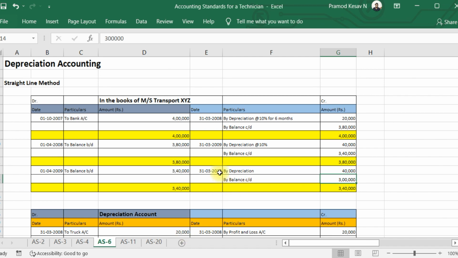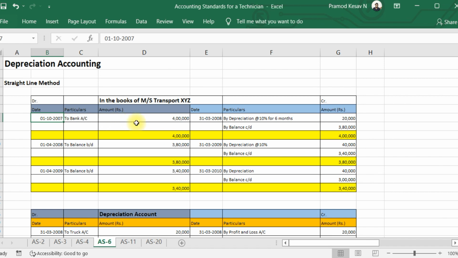The truck is acquired by company XYZ at rupees 4 lakh, or 400,000. So the first entry in the books of company XYZ is that there is a truck which is acquired at 400,000 rupees, so we say to bank account 400,000 rupees. Now the depreciation amount is set at 10% of the original cost each year. The acquisition is in October, and the financial year ends in March, that is, the books are closed on 31st March.